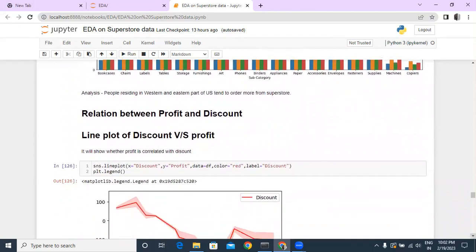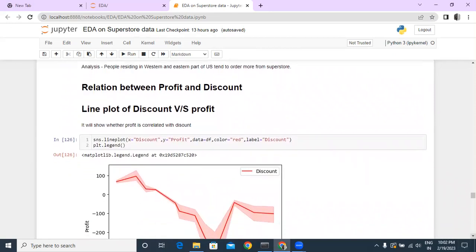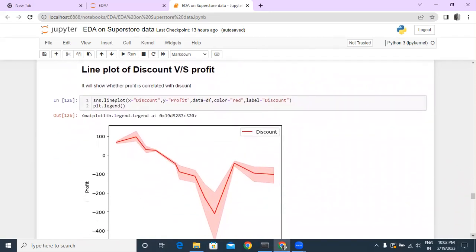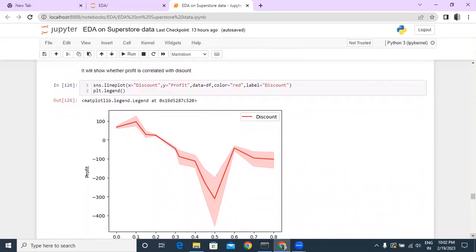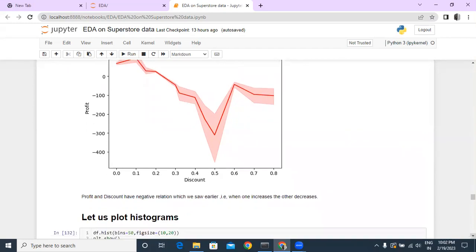Now we are finding a trend, or I could say the relation, between the profit and discount. So we will plot a line plot for that, and upon plotting discount on the x-axis and profit on the y-axis, we can easily observe that profit and discount have a negative relation. We saw that earlier also while finding out the correlation. So profit and discount have a negative relation. If one increases, the other decreases.